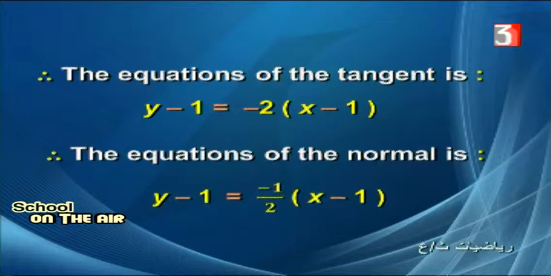And the equation of the normal is y minus 1 equals mn, or the slope of the normal, multiply x minus 1. y minus 1 equals negative half times x minus 1. The equation of the tangent and the equation of the normal in this form is y minus 1 equals negative 2 multiply x minus 1, and y minus 1 equals negative half times x minus 1.